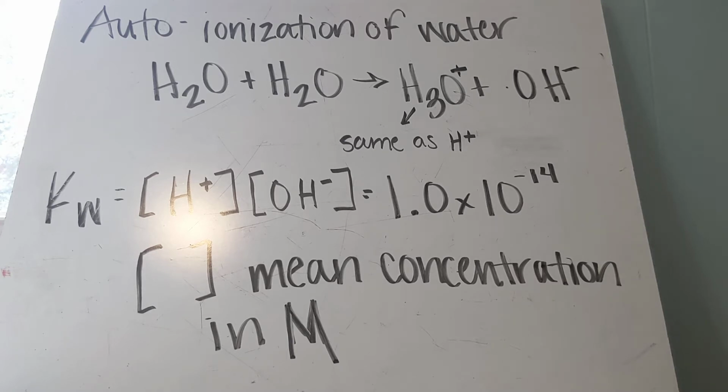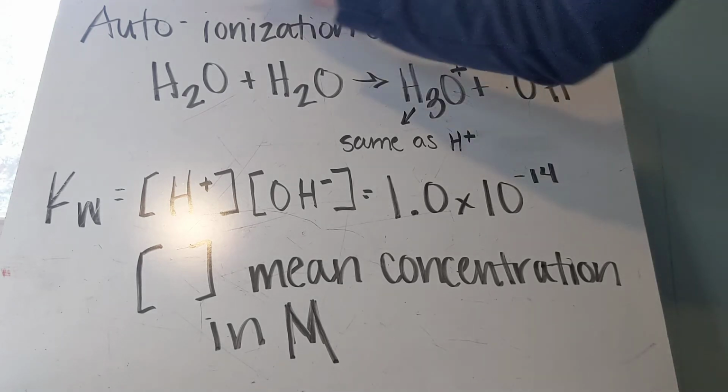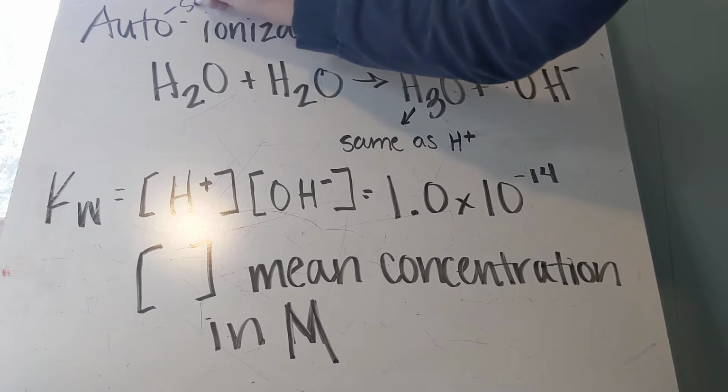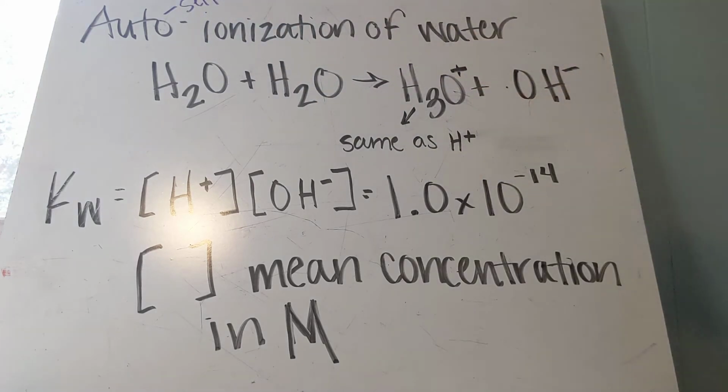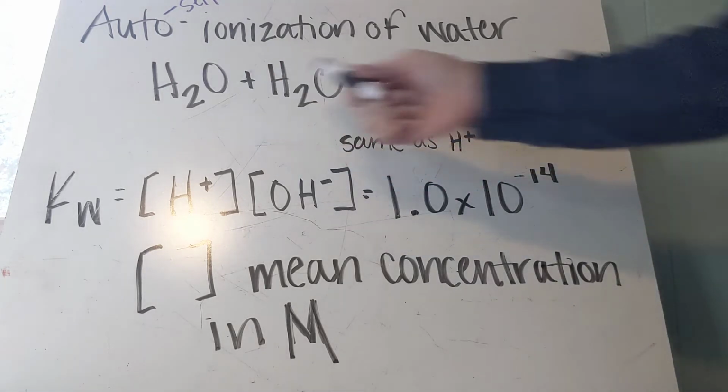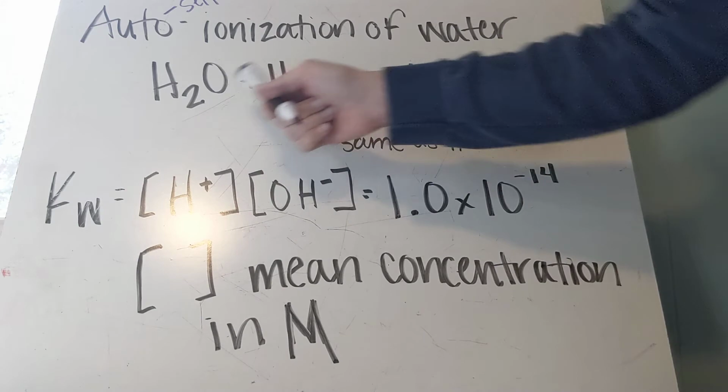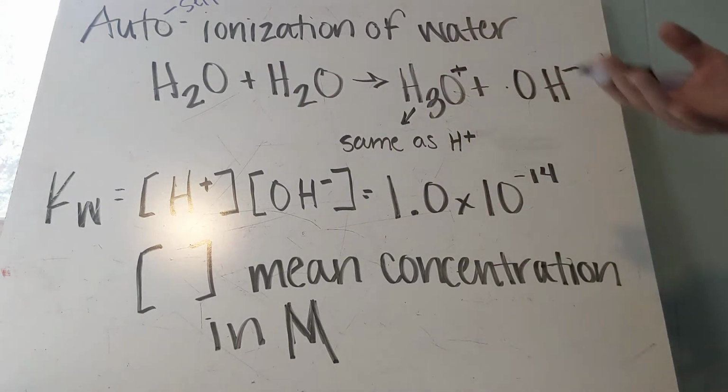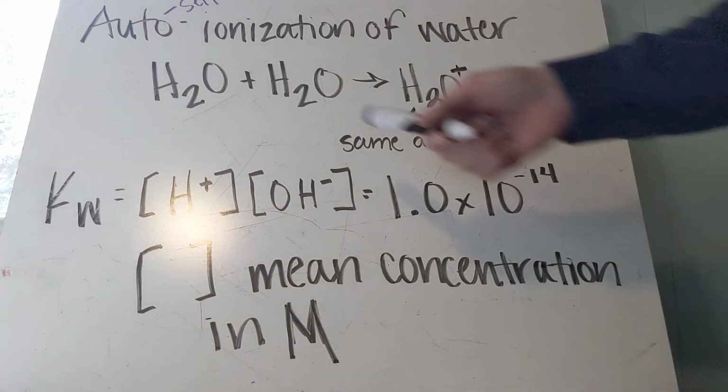Today we're going to be talking about the autoionization of water. Auto meaning self. So this is the self-ionization of water, so water ionizing itself. I wrote out the equation, water plus water. So water, again, ionizing itself.